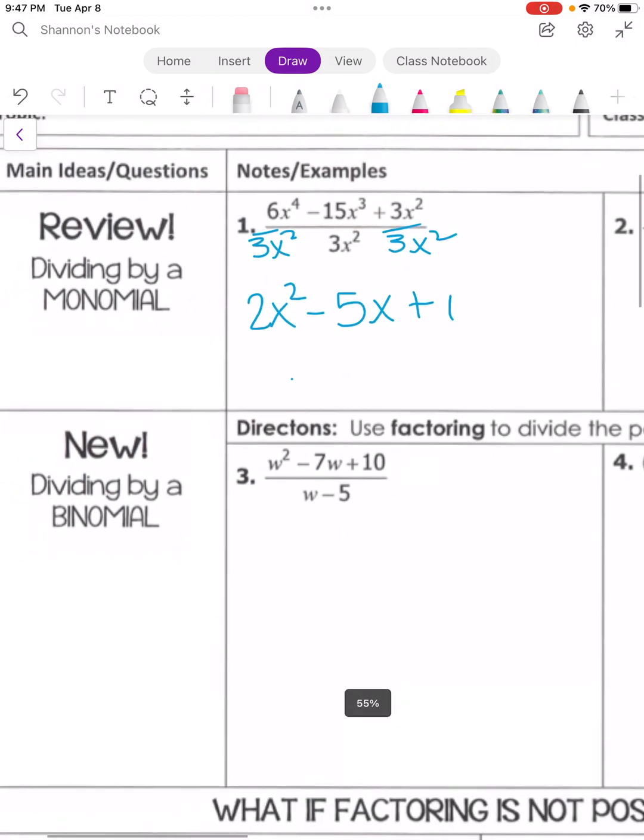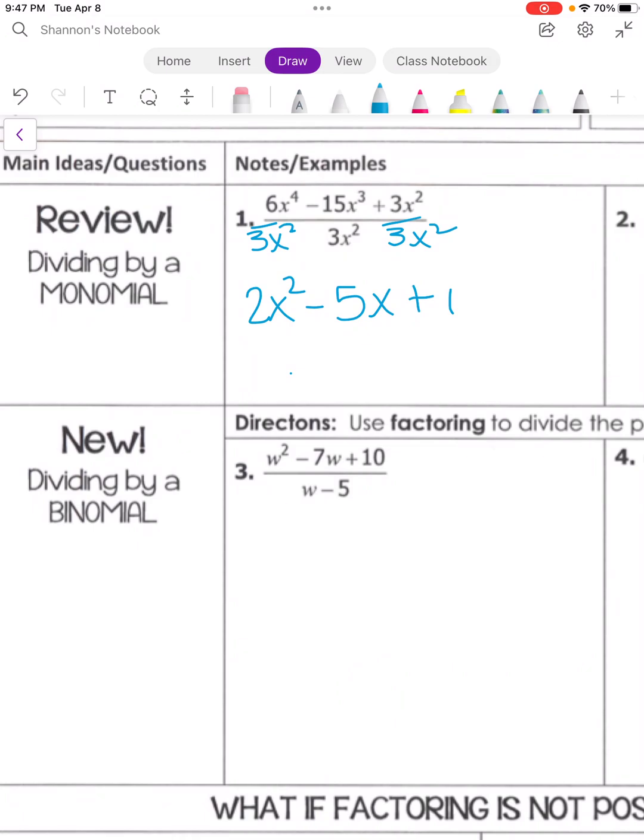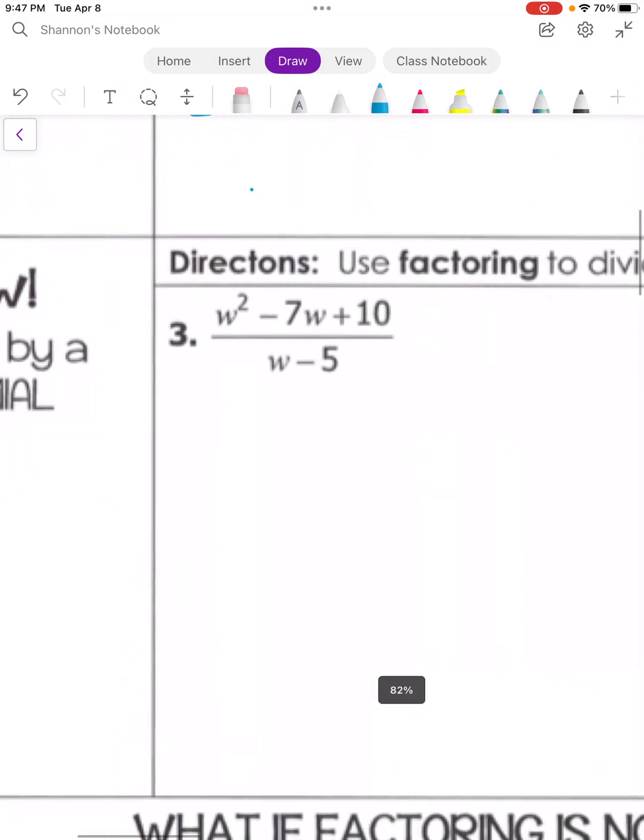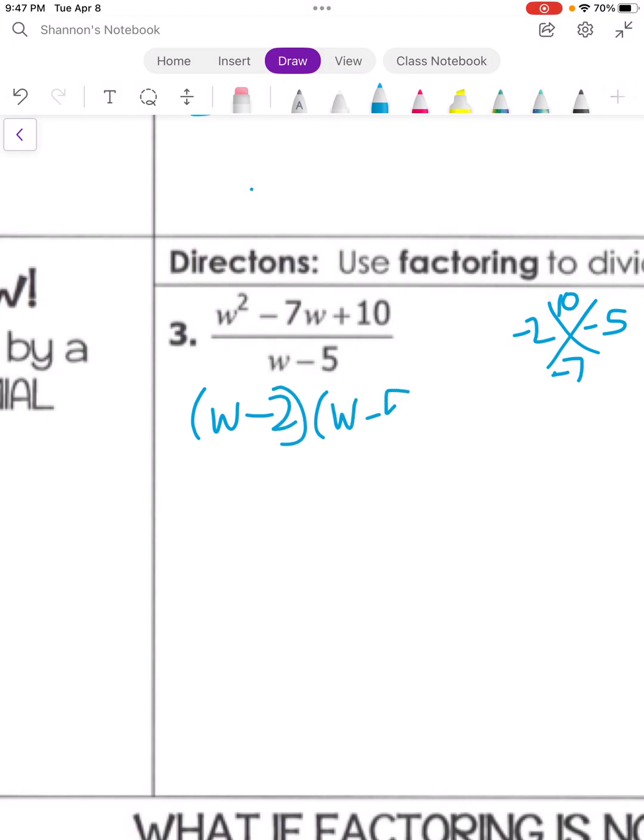That's great when it's a monomial, but what we look at today is what happens when it's a binomial. So one option is to use factoring. So you would factor the numerator. So I'm looking for numbers that multiply to 10 and add to negative 7. Negative 2 and negative 5 would work for that. So I'm going to factor my numerator to w minus 2 times w minus 5. Then, because both my numerator and my denominator have this binomial of w minus 5, they cancel out, and I'm left with just w minus 2.